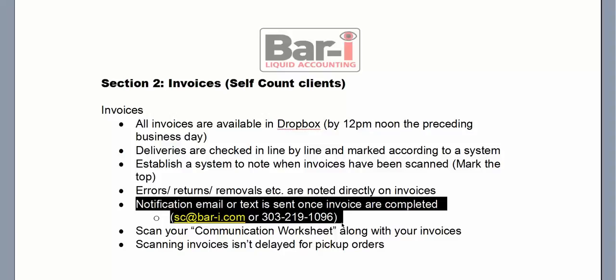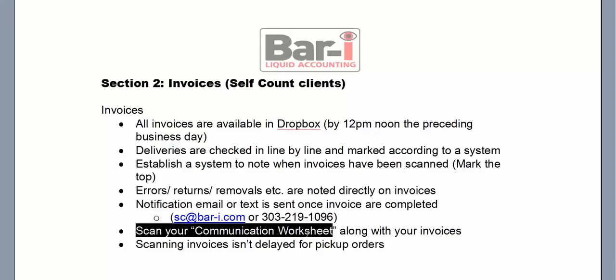Remember, with invoices, we're going to enter and scan the invoices the business day before we're doing our counting by 12 p.m. The way you send a notification is one of 2 methods. Either, probably easiest, send an email to sc@bari.com just saying, hey, invoices are entered, or you can send a text to 303-219-1096. The idea about those centralized email address and telephone number is we will distribute that notification amongst whoever's working that day, and it will ensure we can give you the best and quickest service.